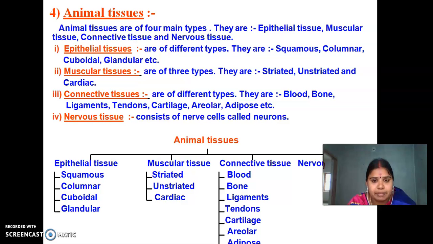So I just want to recap the topic that I taught you today. See here. First we saw about tissues. What is tissue? Tissues are a group of cells present in all living organisms. A large number of cells join together to form tissues. Tissues are of many types: plant tissues and animal tissues. Plant tissues are of two types: simple tissues and complex permanent tissues. So simple tissues are of how many types?